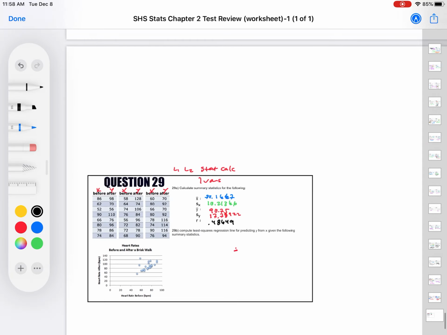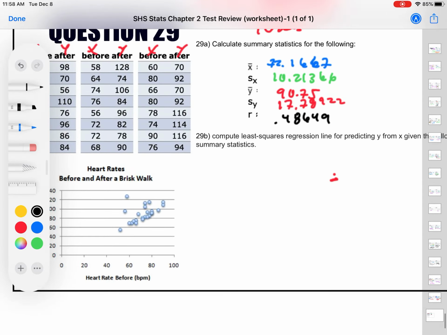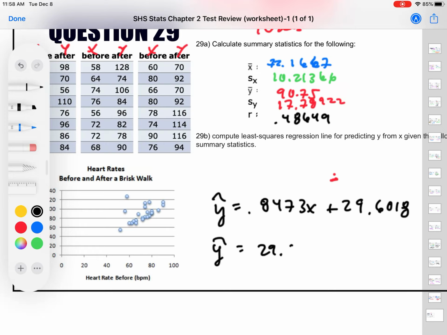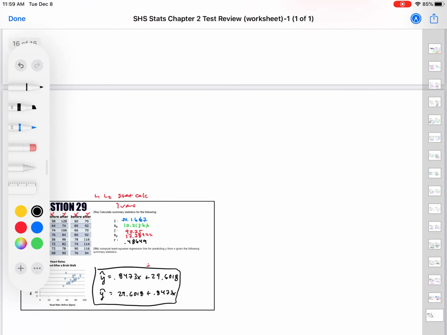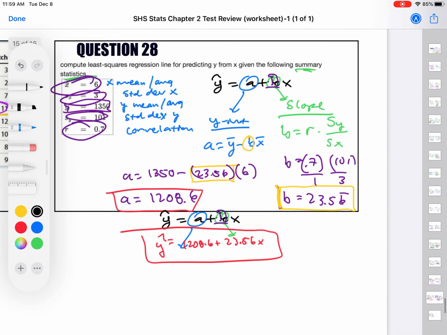And then you just repeat what we did in the previous problem. I'm just going to give you the answer for this one. Y hat. You're just using your summary statistics. Again, look at question number 28. And you should get an equation that looks something like that. Remember, you can always change the y-intercept order, so 29.6018 plus 0.8473x. But you're meant to plug and chug using these formulas from question number 28.